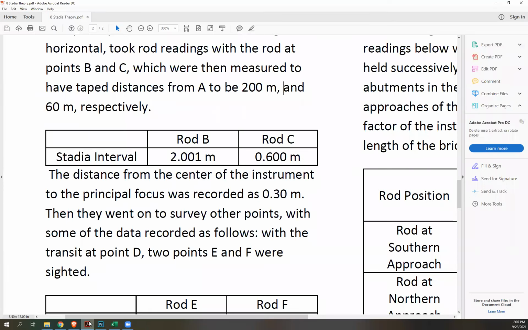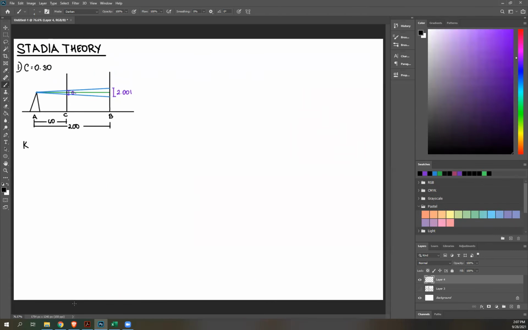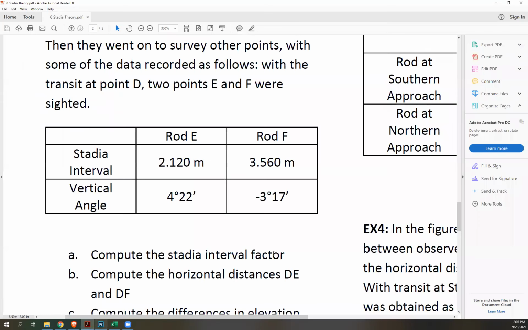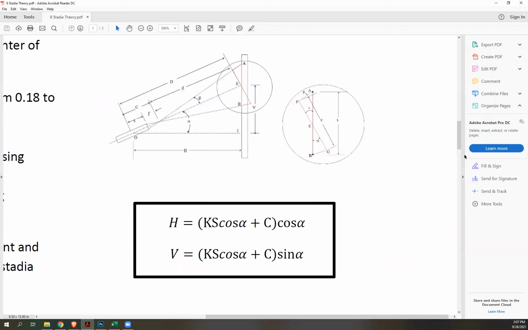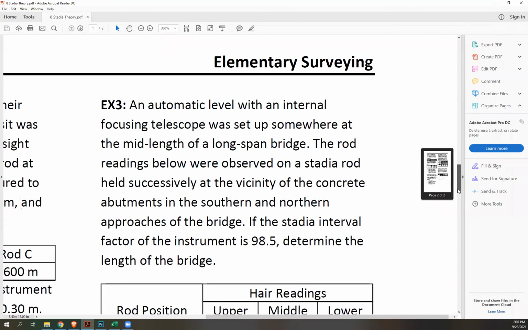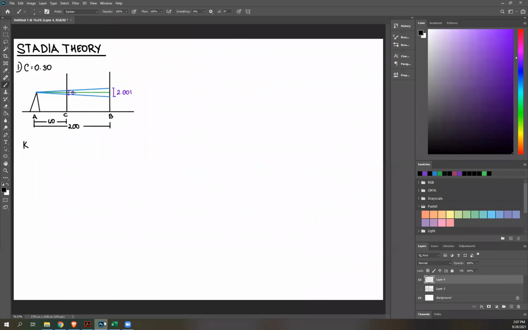Okay, and what else? Then they went on to survey other points, D and E, and it has the following reading. So the presence of the vertical angle means your instrument was inclined. Okay. And then these are the readings. Letter A, compute the stadia interval factor. So that's K. To get this, there's no proper equation for K, right? It's f over i. However, we don't know i. So we can't use that. Not given. So what do we do when the variables we need are not given? We're going to create our own equation.